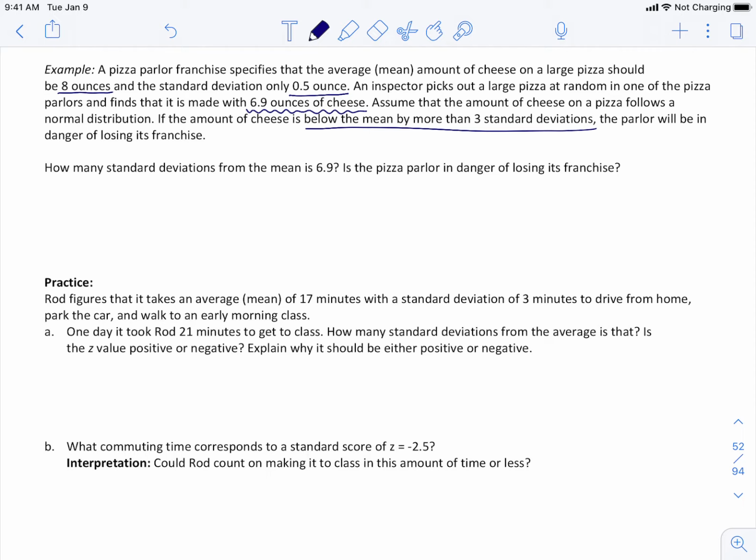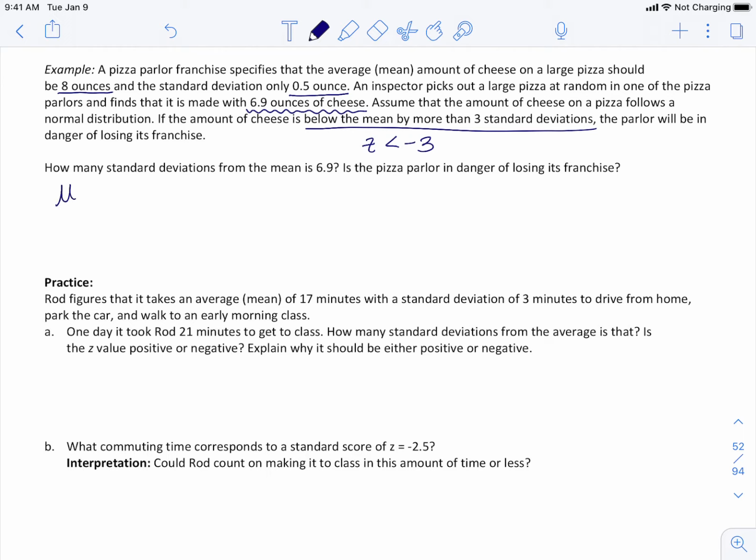Okay, so below the mean by more than 3 standard deviations means that our z has to be less than -3, right? Because 1 represents 1 standard deviation, so 3 standard deviations represents 3. And we mean below the mean, so that's why it's -3. How many standard deviations from the mean is 6.9? Is the pizza parlor in danger of losing its franchise?